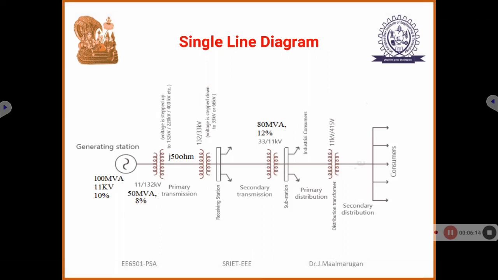So this is the single line diagram, a very important single line diagram. I already said generator to the distribution side. You can see the single line diagram, generator to the distribution side. Here they mention generator to distribution side.